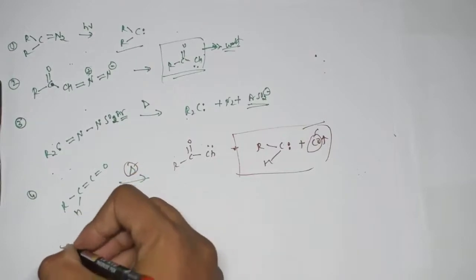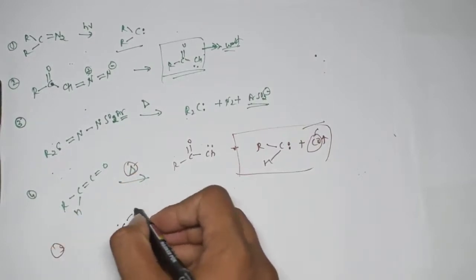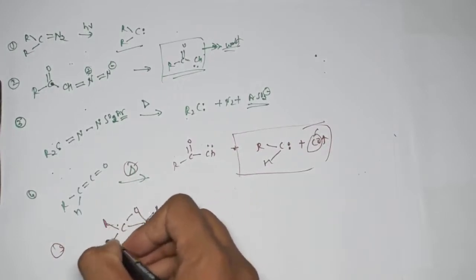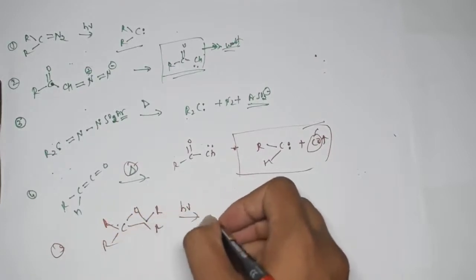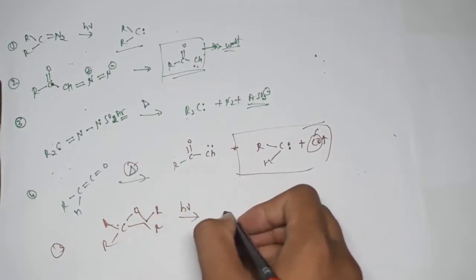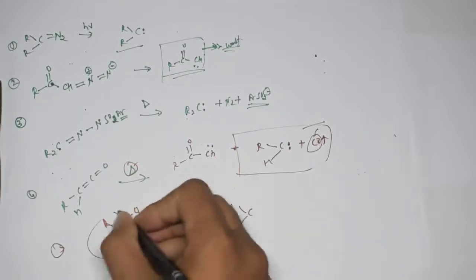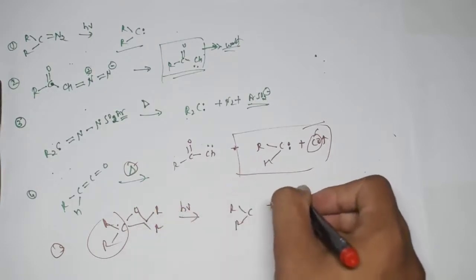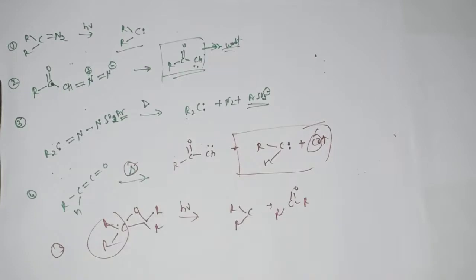If I take the example of epoxides, what happens in case of epoxides? Can epoxides give carbene? Yes, they can. We have this as epoxide. If I treat it with photon, what will happen in this case? We can have RCR over here like this part, and then in the next part we will have R, C double bond O, and here we have this R and this R, right?